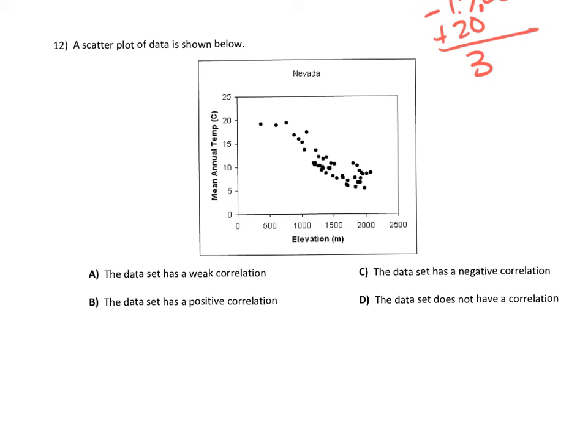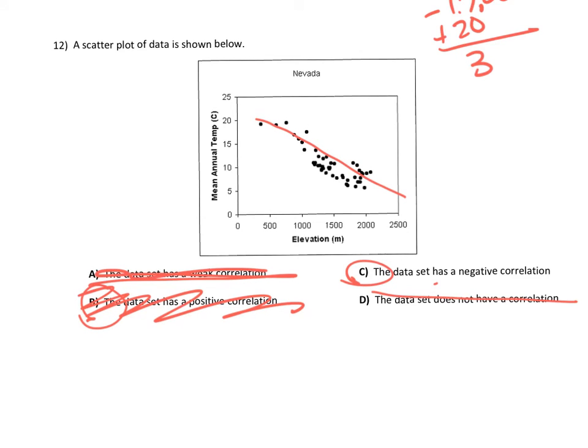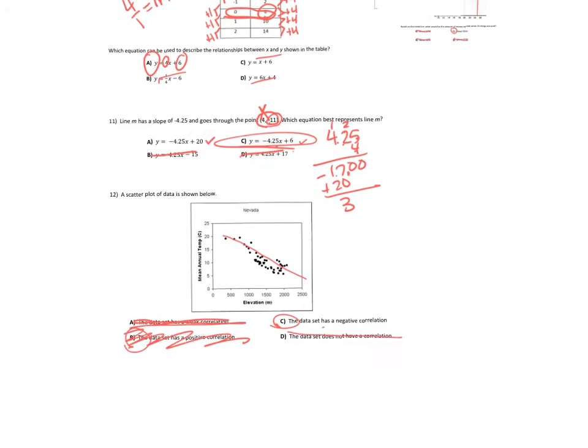Okay, number 12, a scatter plot of data is shown below. The data has a weak correlation, a positive correlation, a negative correlation. Okay, so it has a correlation, it goes down. So we're looking for a positive, positive is not it. It has a negative correlation.